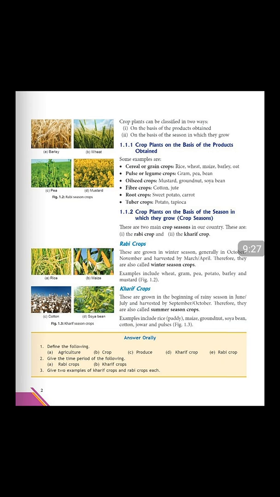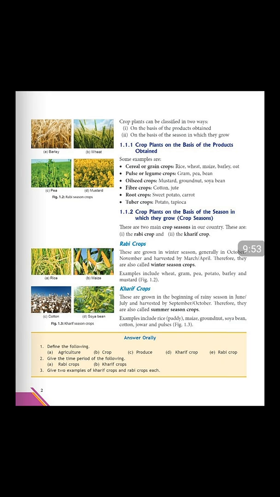If we are growing that crop in summer season, that is called kharif crop. So kharif crop, the examples of kharif crop mainly that is grown in Punjab is paddy or rice, and then your cotton. So we are growing rice and cotton in a huge amount. Others are your maize, groundnut, jowar, pulses. These are the kharif crops. So then comes some question answers for you.